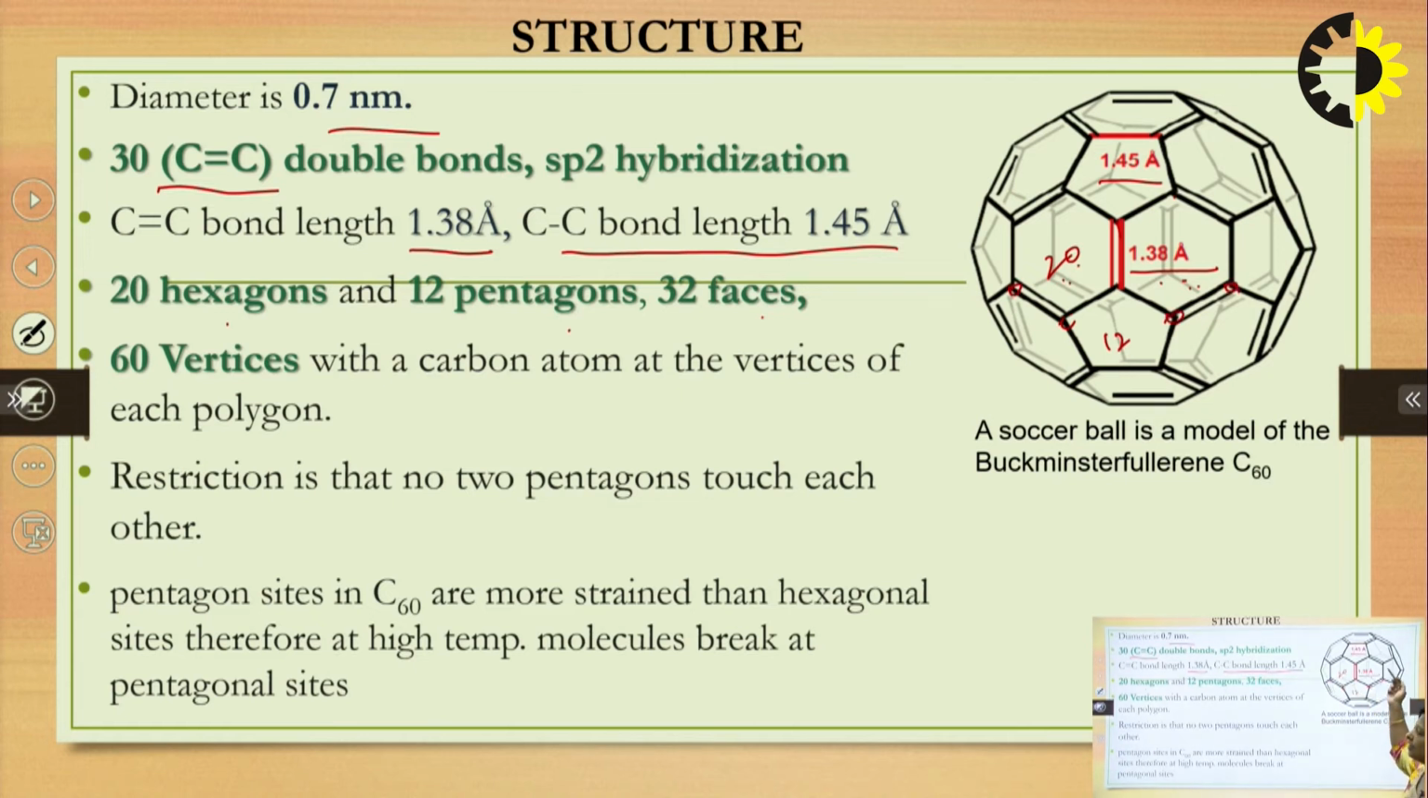So for the specific Buckminster fullerene C60, the total number of corners will be 60. What is the restriction? The restriction is that no two pentagons touch each other. There is one more major issue, drawing fullerene in the exam. So now we will see how to draw the structure of fullerene.